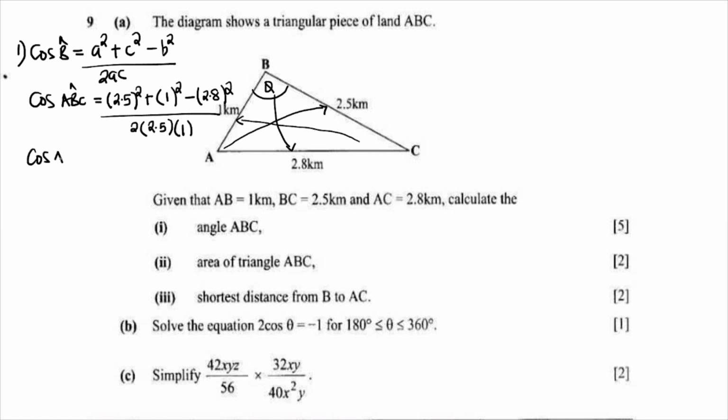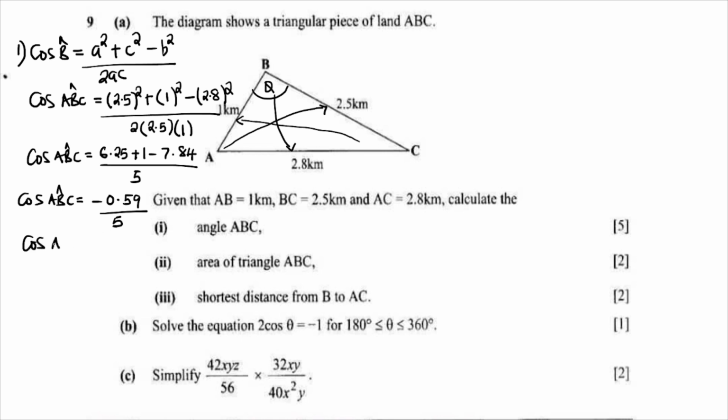So we shall say that cos ABC is equal to 2.5 squared, which is 6.25, plus 1 squared, minus 2.8 squared, which gives us 7.84, over 2 multiplied by 2.5 multiplied by 1, which gives us 5. So cos ABC is equal to 6.25 plus 1, that is 7.25, minus 7.84, that is going to give us negative 0.59, then divide by 5.